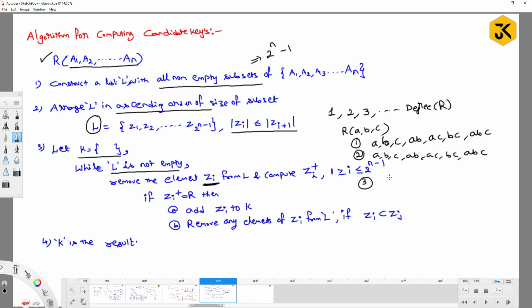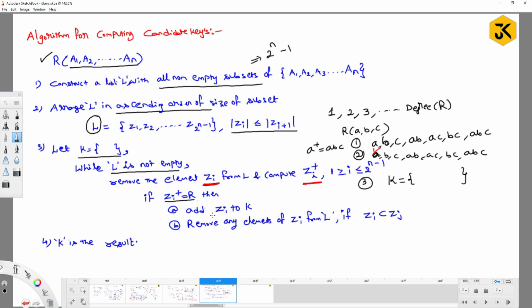Next, what is the third step they are defining? You need to take one empty set, where this empty set is meant for adding the new candidate keys. And I am going to take one element from the existing list, A, and I will try to find out its closure, right? Zi closure. What is Zi closure? If I take A, assume that A closure is equivalent to again ABC. What is the meaning of this? Is A closure equal to the complete relation or not?